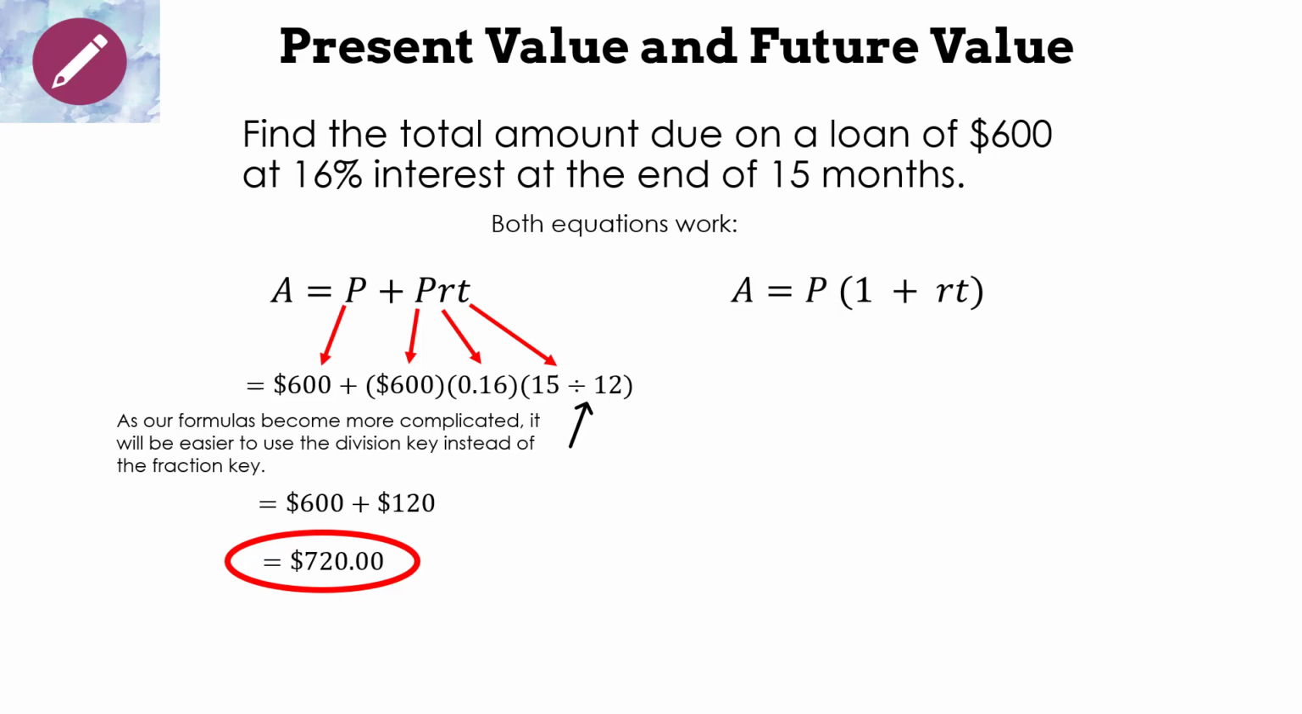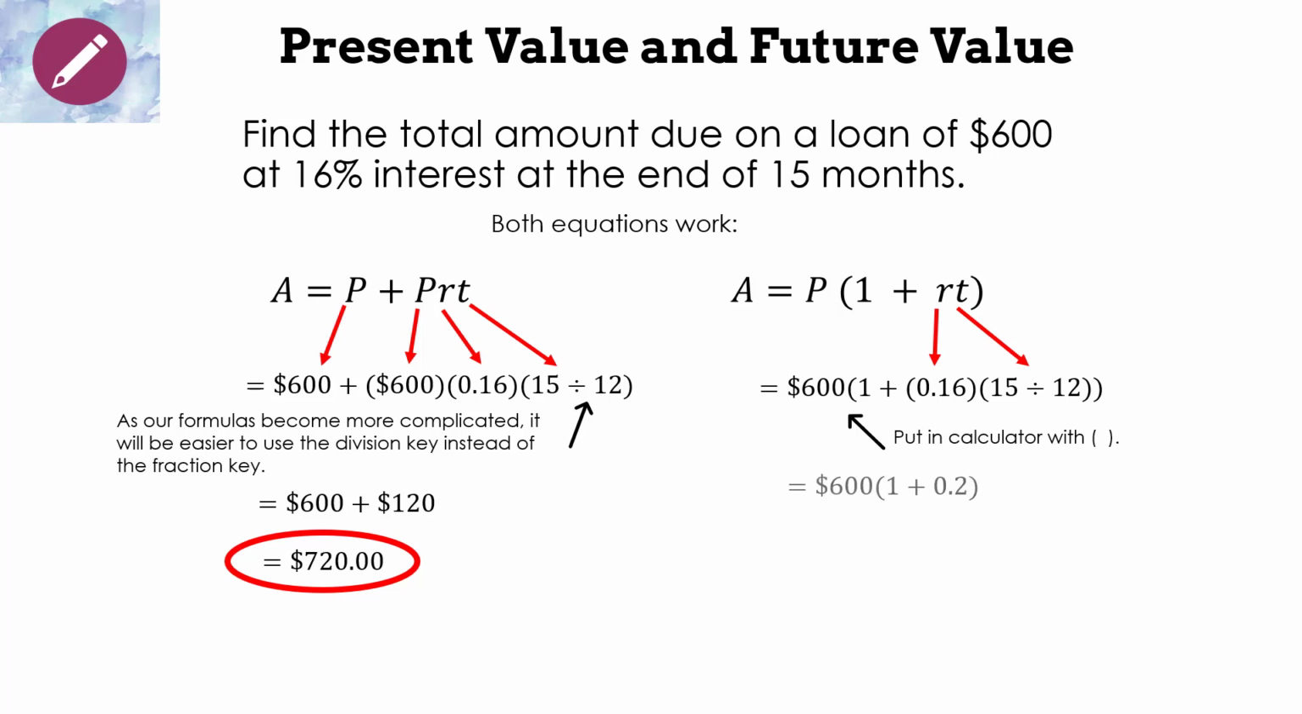Let's look at the other version of the formula. Once again, 600 is our P, then we have the parentheses 1 plus, and then we have the rate times the time. When we put this into our calculator, we want to put in all the parentheses. When you do that, you'll have 600 times 1 plus 0.2, and that gives us 600 times 1.2, which, guess what, is the same thing, $720. From now on, we're actually going to use the second formula, A equals P times 1 plus RT.